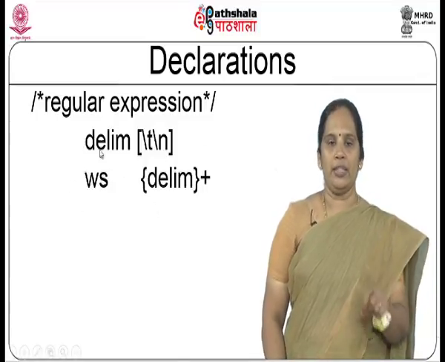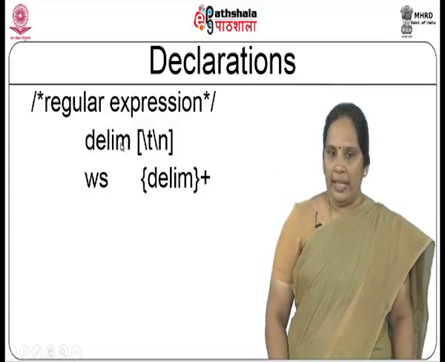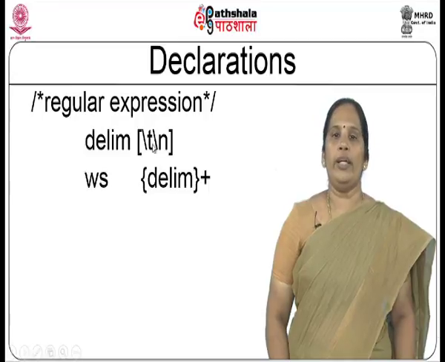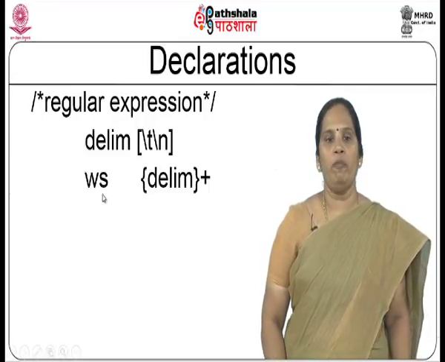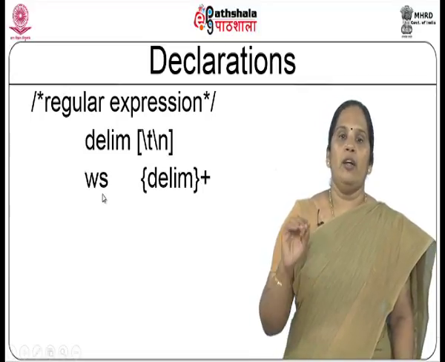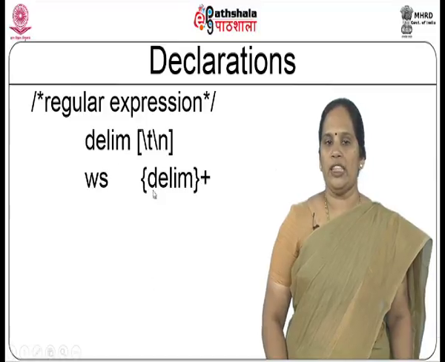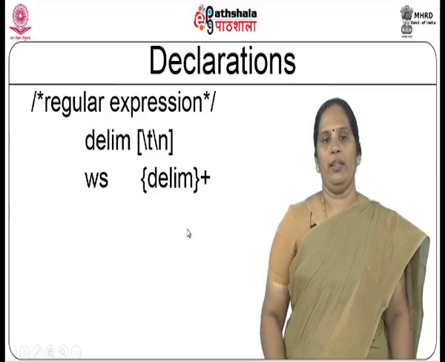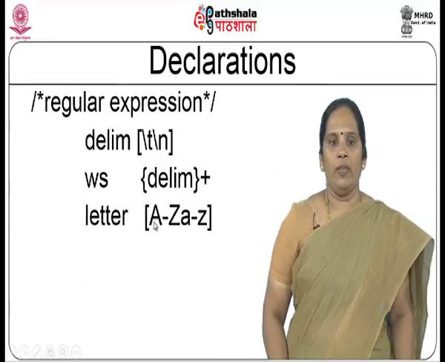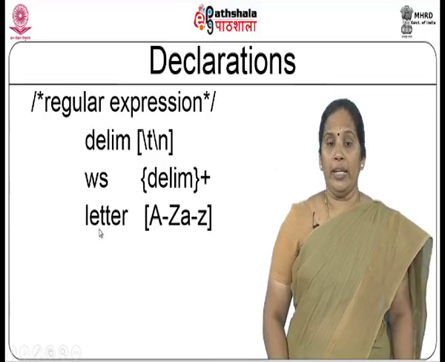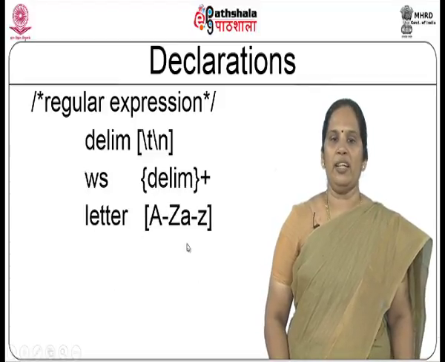So, I am defining here some declarations where delimiter indicates that if I encounter a tab or a new line, that is my delimiter. And what is a word space? Typically delimiter is used to separate out words. WS indicates word space, which is delimiter plus, meaning that one or more delimiters will basically constitute your word space. And letter basically means anything within this particular character class.